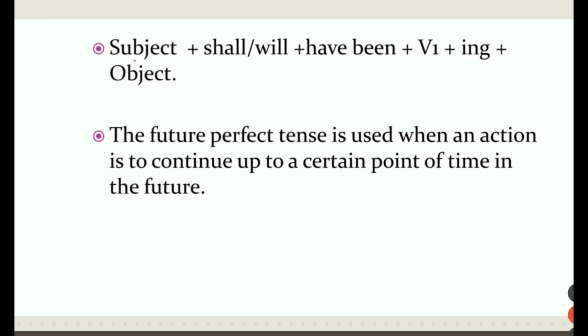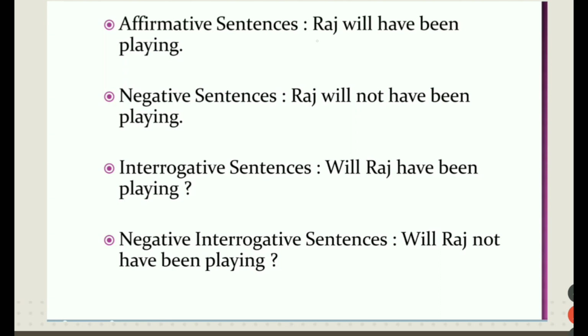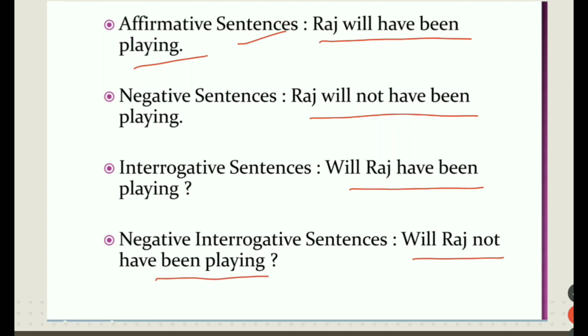The next form is subject plus shall or will plus have been plus V1 plus ing and the object. Now this is a future perfect continuous tense, which is used when an action is to continue up to a certain point of time in the future. For example, Raj will have been playing. This is an affirmative sentence. The negative would be Raj will not have been playing. The interrogative sentence would be will Raj have been playing? And the negative interrogative sentence would be will Raj not have been playing?